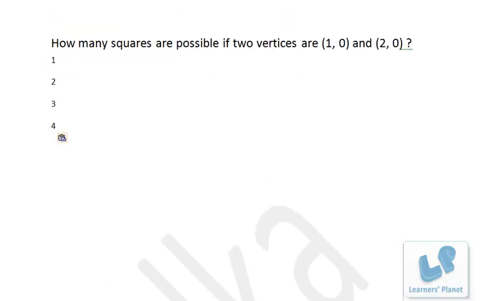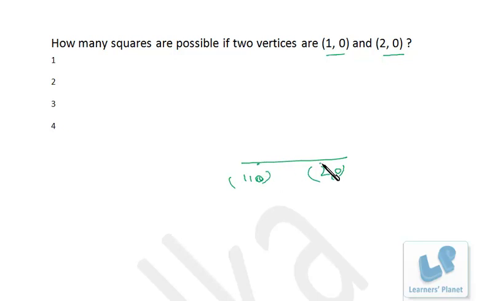Now we have a problem from coordinate geometry. How many squares are possible if 2 vertices are these? Now we can see 1, 0 and 2, 0. That means the y coordinate is 0. That means both the points are on the x-axis. Suppose this is 1, 0 and this is 2, 0, right? Now we have to find out how many squares are possible.